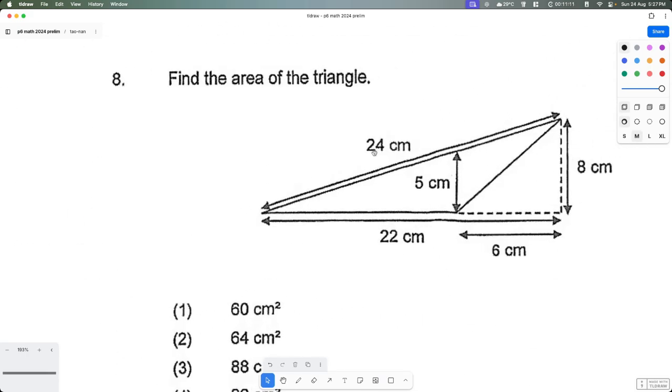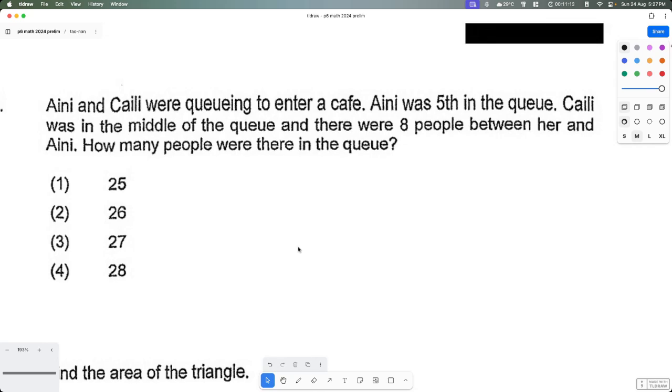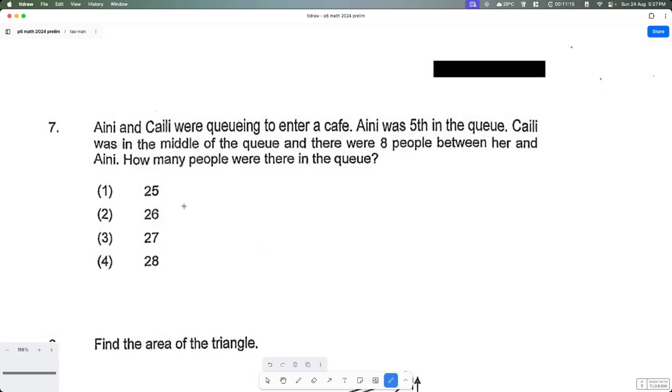All right, let's move on to question number 7. It says here, Aini and Kylie were queuing to enter a cafe. Aini was fifth in the queue. Kylie was in the middle of the queue, and there were 8 people between her and Aini. How many people were there in the queue?